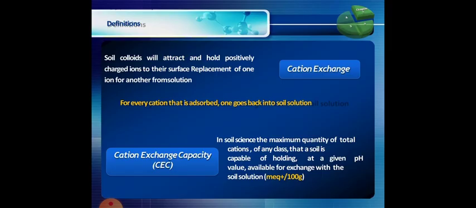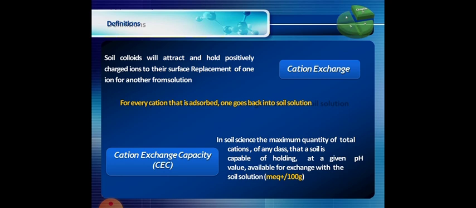So let's start. Soil colloids will attract and hold positively charged ions to their surface. Replacement of one ion for another from solution is called cation exchange. For every cation that is adsorbed, one goes back into soil solution.